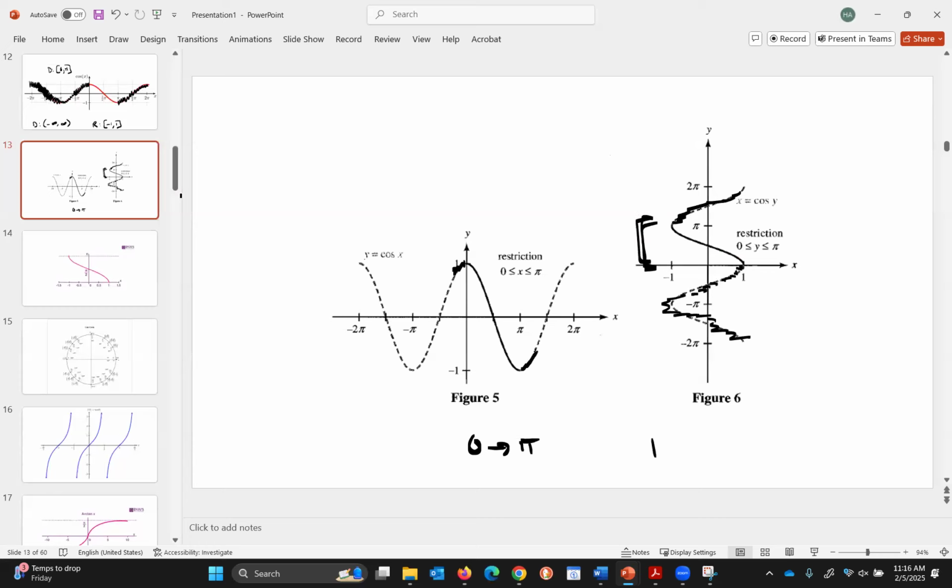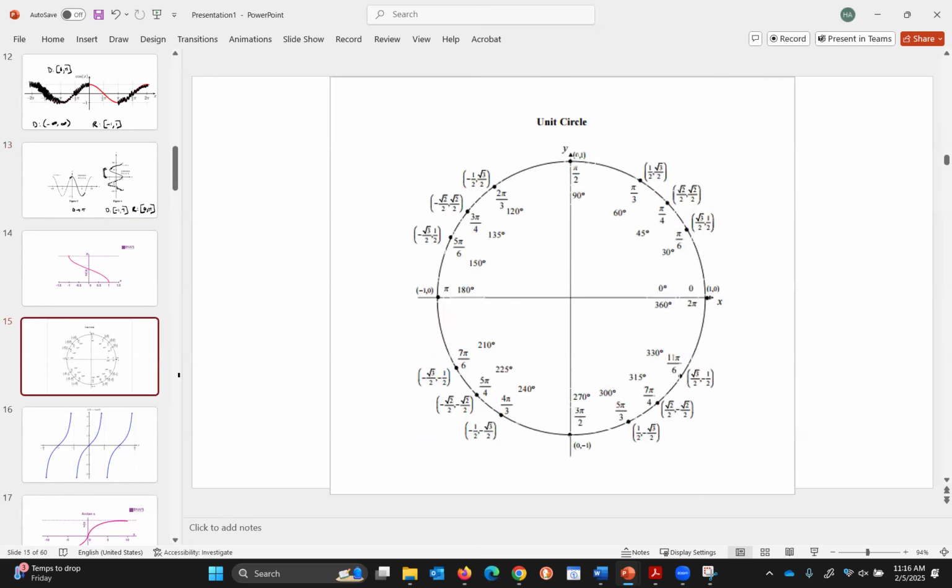So domain is from -1 to 1, but my range is 0 to pi. So what quadrants did that cover? Quadrants 1 and 2. So instead of going from -π/2 to π/2, the cosine curve actually covers here to here. Are we good there? So it covers a different set of quadrants.